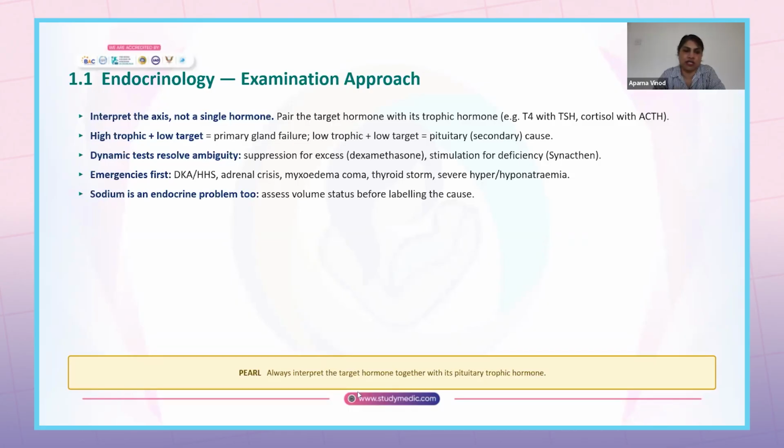We can also see questions on emergencies, like diabetic ketoacidosis, HHS, adrenal crisis, myxedema coma, thyroid storm, severe hyper or hyponatremia, and hyperkalemia. Now, always remember, sodium, though it is a salt, is an endocrine problem as well. So we need to always assess the volume status before labeling the cause. That will significantly alter the treatment and management approach.